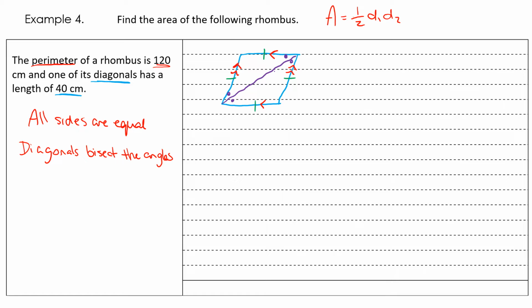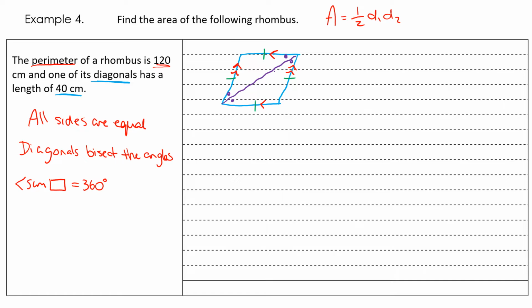And one other fun fact that we do know about all quadrilaterals is the angle sum. So reminder, the angle sum of a quadrilateral is 360 degrees. Okay, so we're going to use those fun facts to calculate the area.